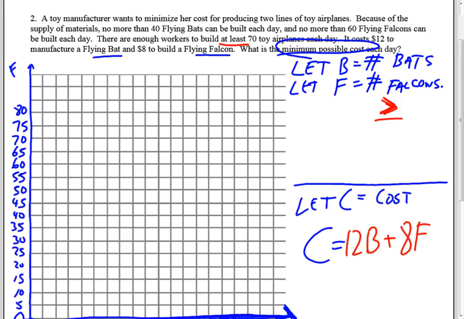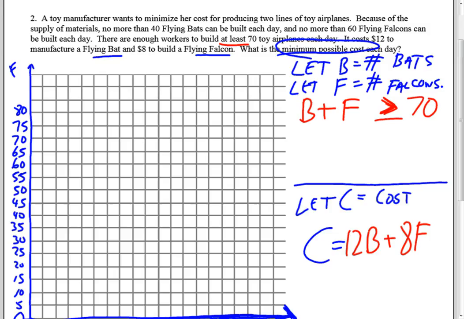Because can workers build infinite toy airplanes? No. And that's kind of what we're saying here with the 70. It's going to be 70 or more. It's just going to be B plus F. Those are the only two things we're making, and that's how many we can make. We're assuming that it's the same amount of energy and work to create a flying bat as it is to build a flying Falcon.